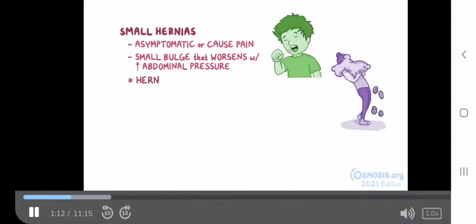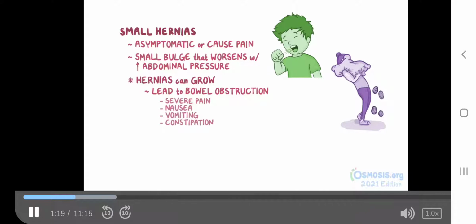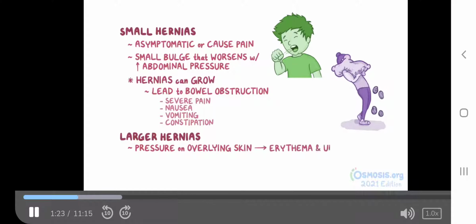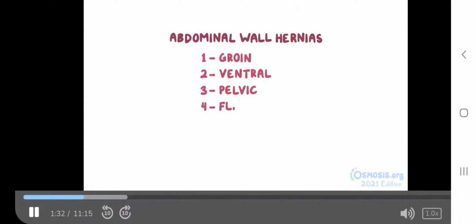Over time, hernias can grow and lead to bowel obstruction, causing severe pain, nausea, vomiting, or constipation. Larger hernias can put pressure on the overlying skin, causing erythema and ulceration. Generally speaking, there are 4 types of abdominal wall hernias: groin, ventral, pelvic, and flank hernias.